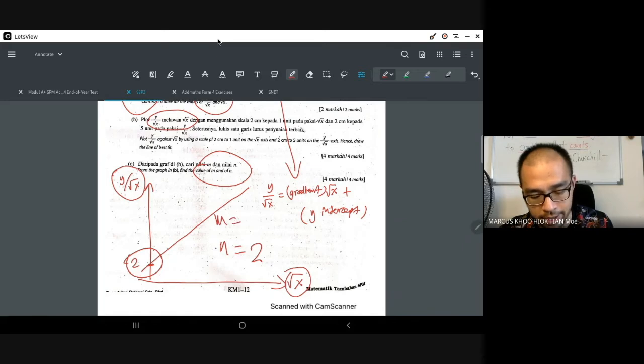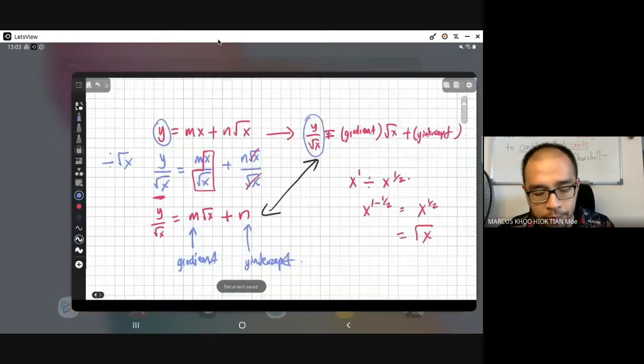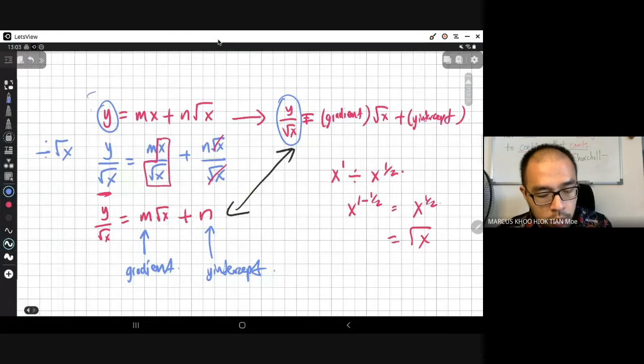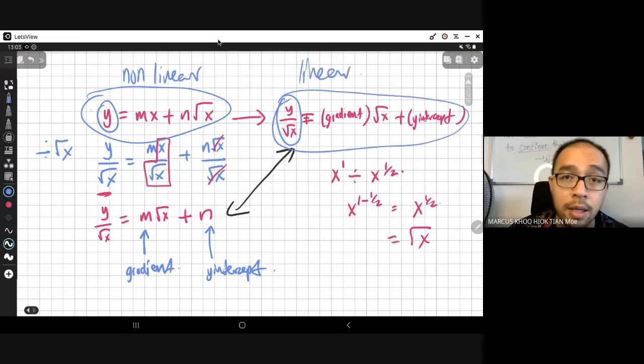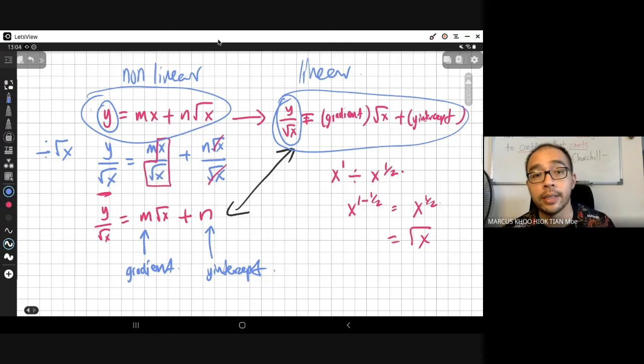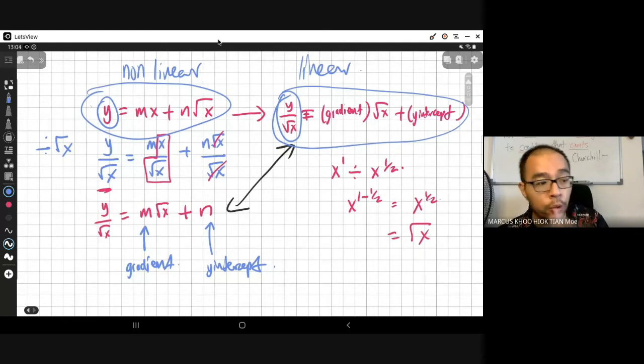m equals the gradient. How do we calculate the gradient? Same as before. Draw the triangle and so on, and get the value of m. Okay, so in this chapter, the most important thing is how to convert a non-linear equation to a linear equation. Okay, it is the most important step. And you may be asked in algebraic form like this, or you may be asked to do it in logarithm form. Okay, so if you are aiming to answer this question, you need to know both types of questions.